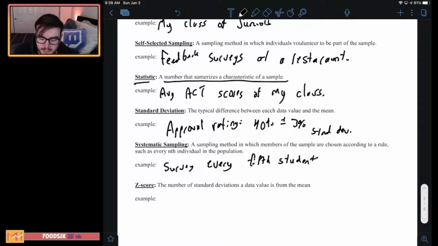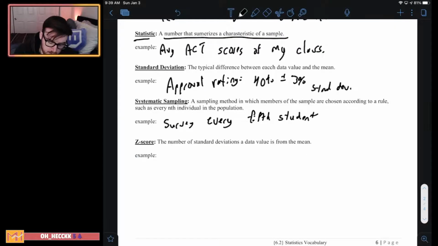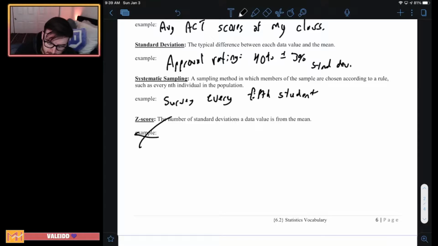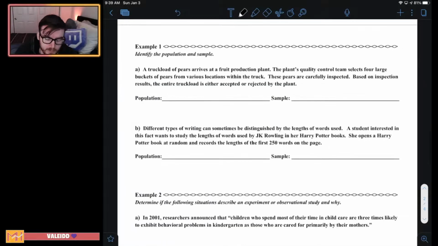Right, that is a system, right? It's not everyone, and it's not exactly random. There's a pattern to it, every 5th student. Z-score, it's just a number that you can't really give an example for. We'll use it later. I'm not really worried about it right this second.